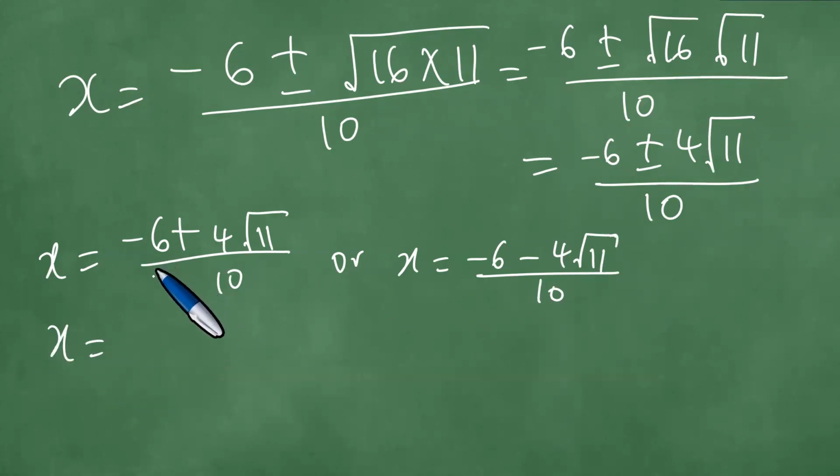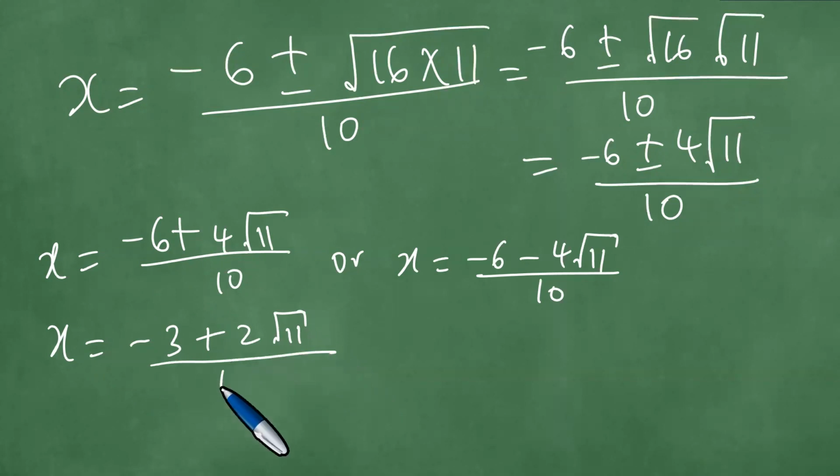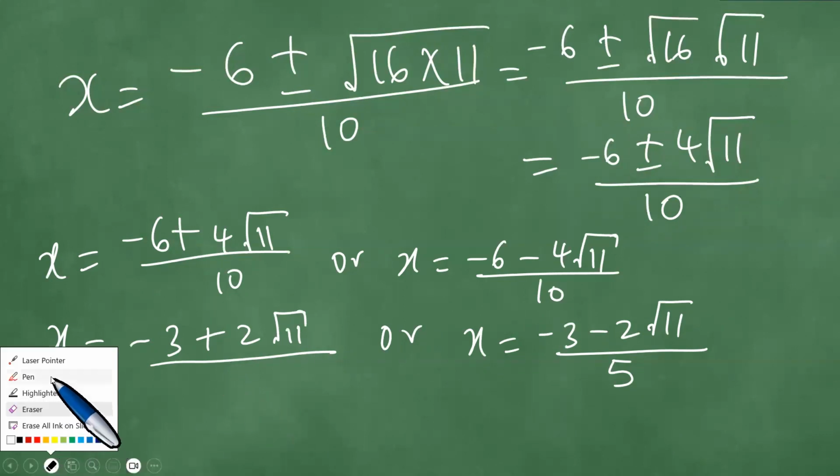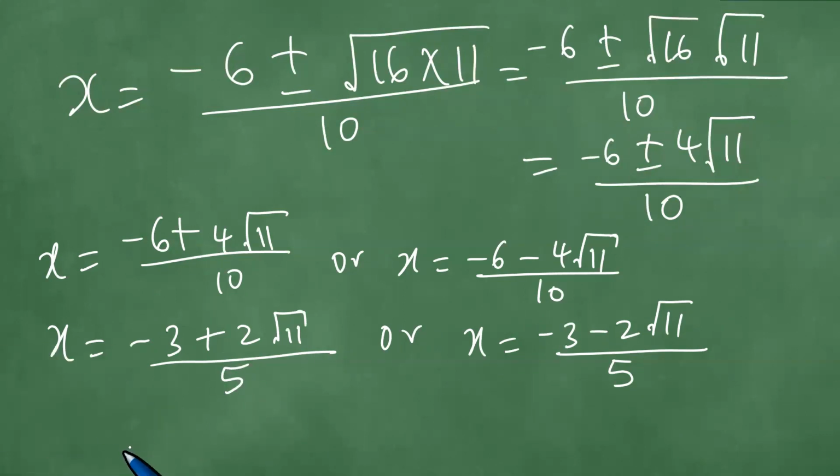Okay, divide through by 2. You divide each of these numbers by 2. What is 6 divided by 2? 3. If you divide 4 by 2, you get 2, the square root of 11, divided by 10. Divide 6 by 2, you get minus 3, the square root of 11 out of 5, because you're dividing 10 by 2. 10 divided by 2 is what? It's 5. Right, so this is awesome stuff.